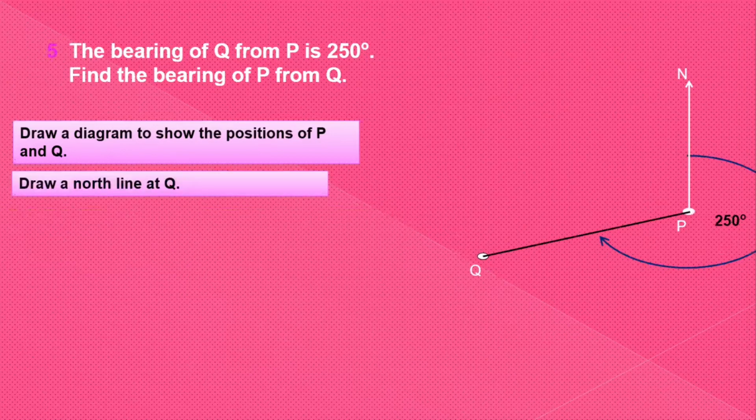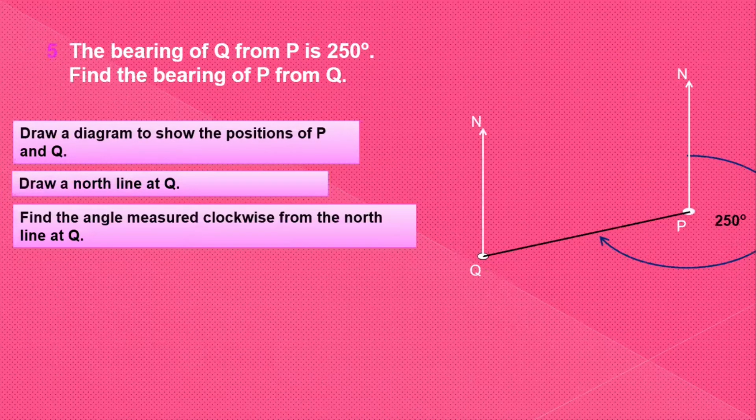And then draw the north line at Q and measure this angle clockwise from the north line at Q, which we find to be 70 degrees. Okay. So what can be done here to find the angle 70 degrees? You can draw the straight line here. This is your 180 degrees. Measure this angle. This you find 70, and this is going to be 70. Alternate angles are equal. This is the way of doing it.